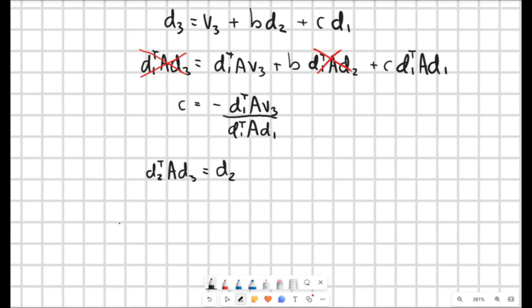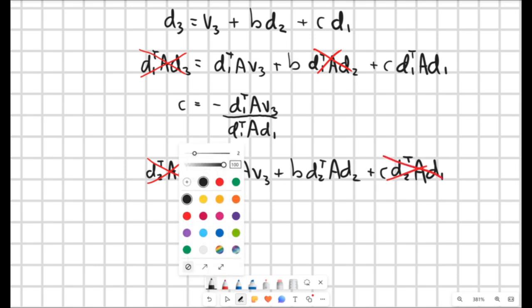So I'll write everything out. D2 transposed A V3, plus constant times D2 transposed A D2, plus constant B, which we've already found, but I'll just write it as a C for now, times D2 transposed A D1. We enforce our A orthogonality. That means we can get rid of this thing. Again, we've already chosen our D2s and D1s to be A orthogonal, so this term disappears as well.